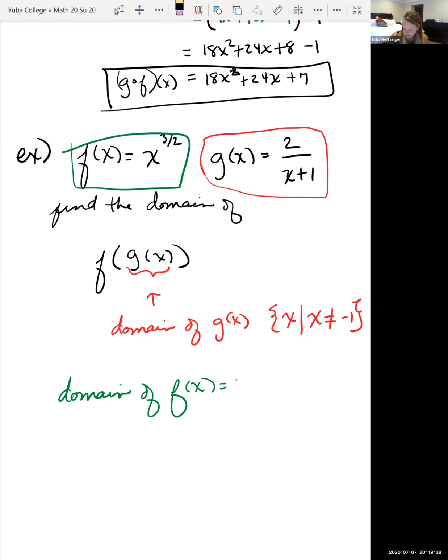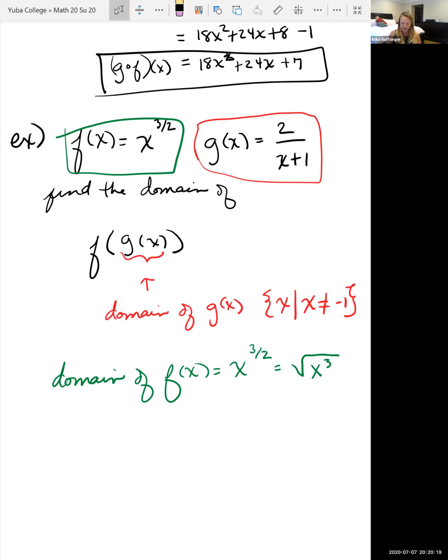I'm just going to rewrite it again as x^(3/2). Well, maybe you'll see that this actually is going to have some problems. Let's look at x^(3/2) as a radical. Remember that if you have a rational exponent, that could be rewritten as a radical. And so this is the same thing as the square root of x cubed. The denominator is the index of your radical, and the numerator is the power of that base.